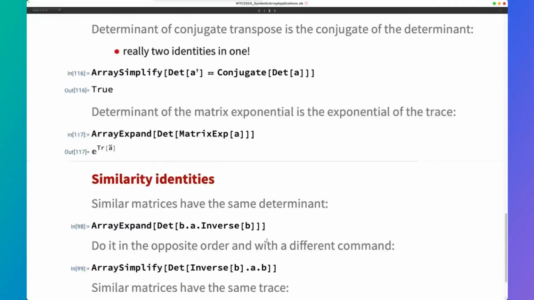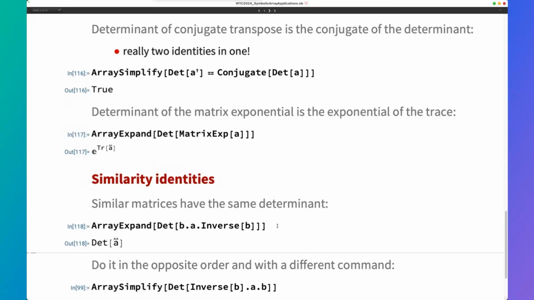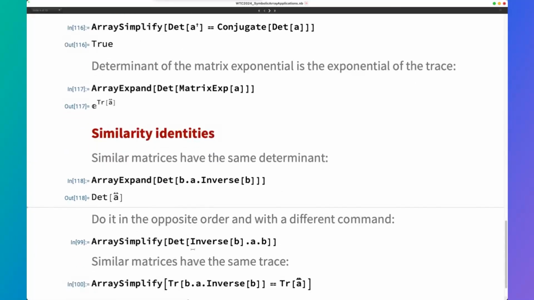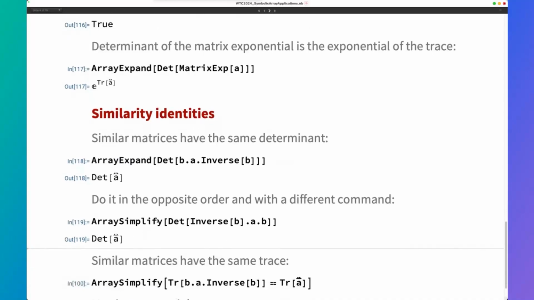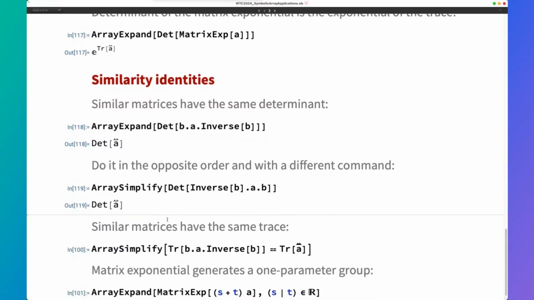So some identities with similar matrices. Similar matrices have the same determinant, and I do the same identity with the matrices in the opposite order and using ArraySimplify. This is one of those cases where ArrayExpand and ArraySimplify both do the same thing for us. Similar matrices also have the same trace.